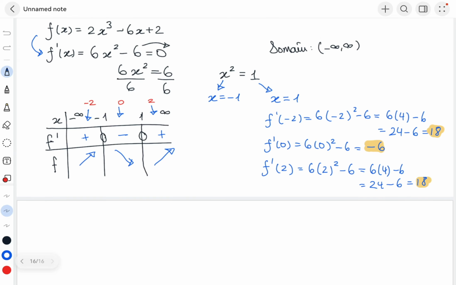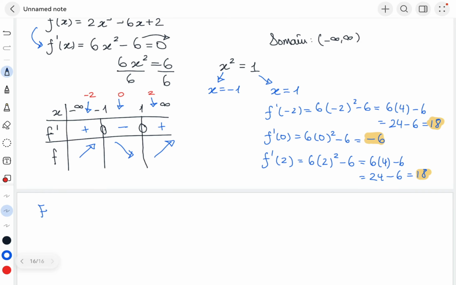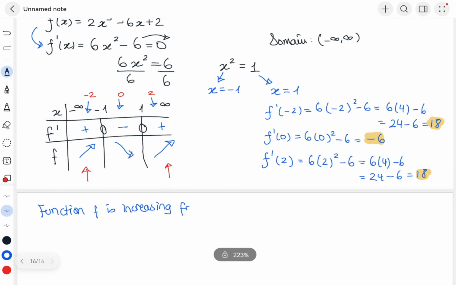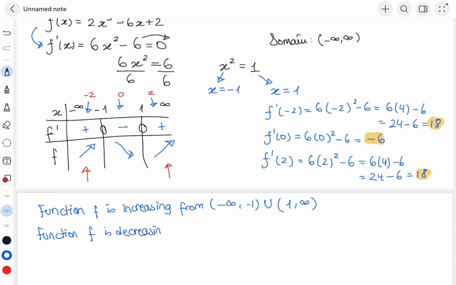Now, as we found here, our function f is increasing on two intervals. The interval here from -infinity to -1 and the interval from 1 to infinity. So we write increasing from -infinity to -1 union 1 to infinity. And it is decreasing on one interval, which is from -1 to 1. So we write f is decreasing from -1 to 1.